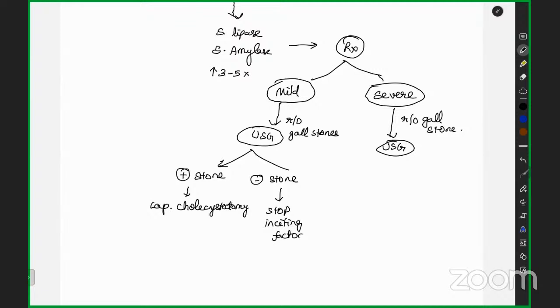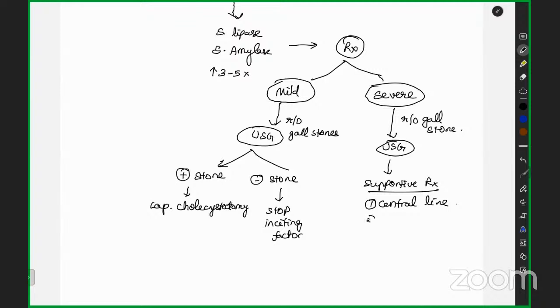So you're going to put them in the admission. Now you are admitting the patient. Now you have ruled out the gallstone. Now you have to start with the supportive treatment. So what will be your supportive treatment? You're going to start with the central line. So I hope you all know what is central line.